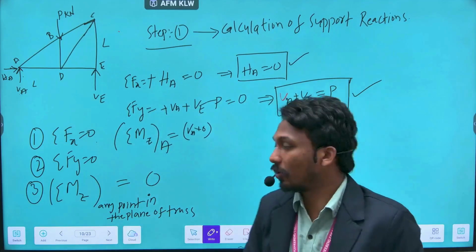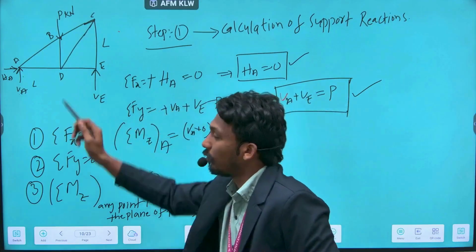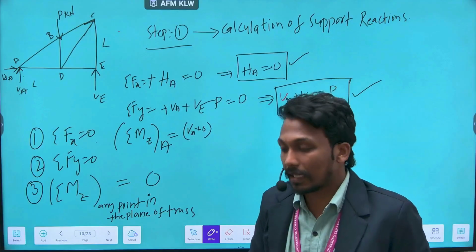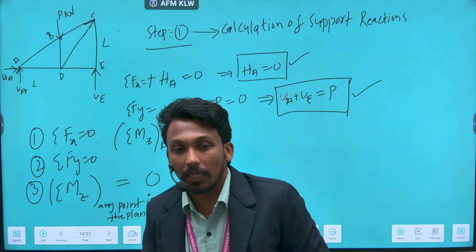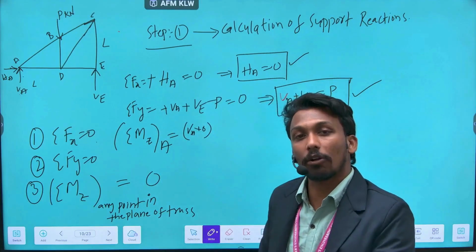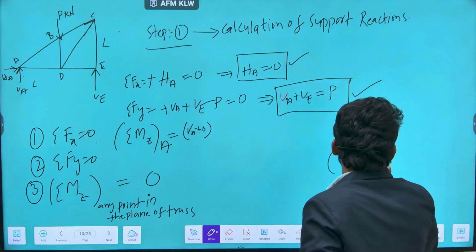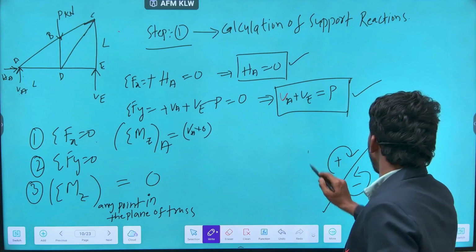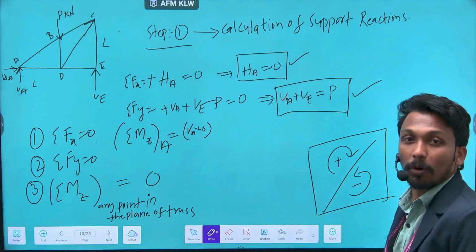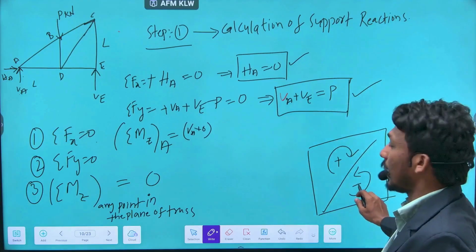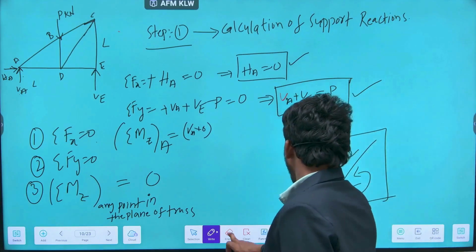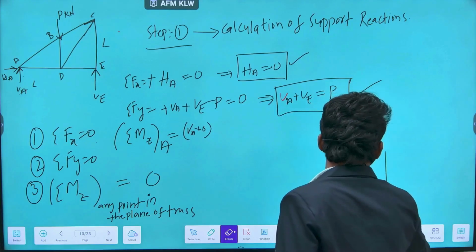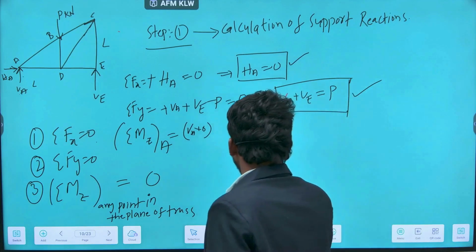Again, when we are talking about sign convention for moments, we have talked about sign convention for forces: rightward forces positive, upward forces positive. Similarly, for moments also we need to take a sign convention. I am assuming that clockwise moments are positive and anticlockwise moments are negative. Please remember this sign convention: clockwise moments are positive, and anticlockwise moments are negative.